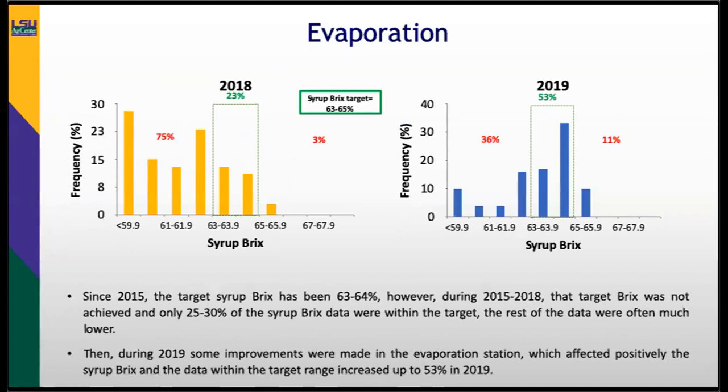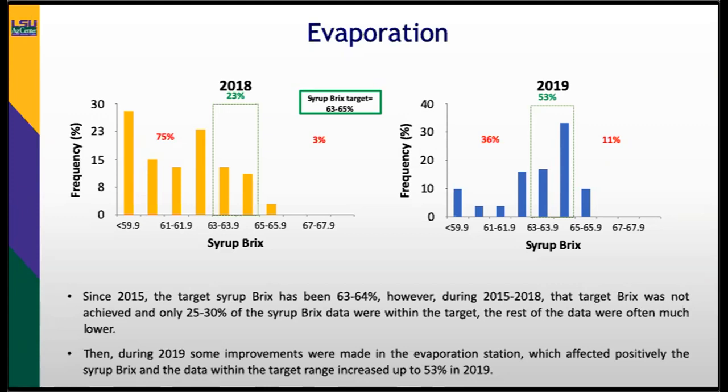In this area, we also analyzed the variability or the stability of the syrup brix at the end of the evaporation process. The target for this factory for the syrup brix is between 63 and 64. During 2018, 23% of the syrup that they were producing had the correct brix. Then in 2019, the stability of this process improved, because now 53% of the syrup had a correct brix. So the factory made some improvements in the evaporation station.